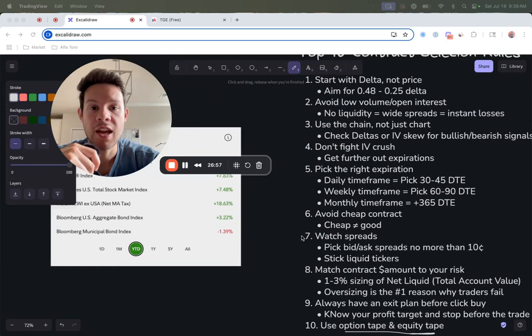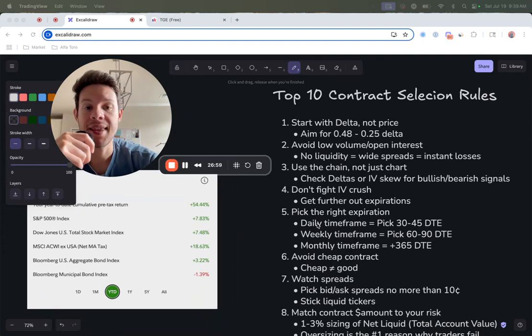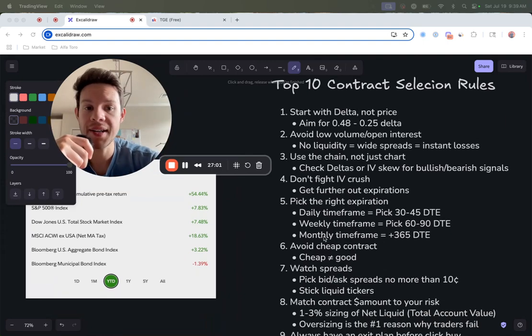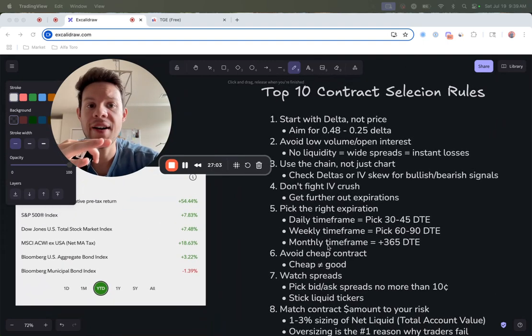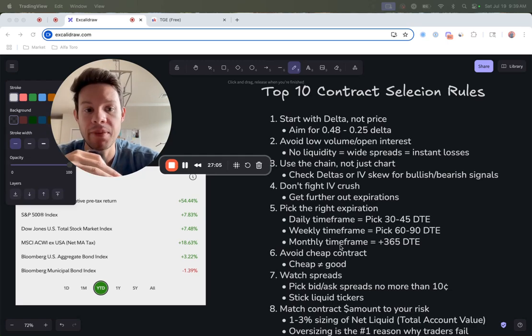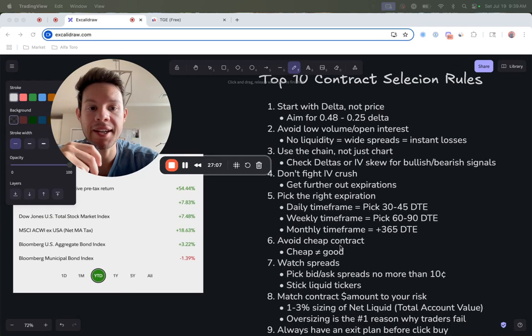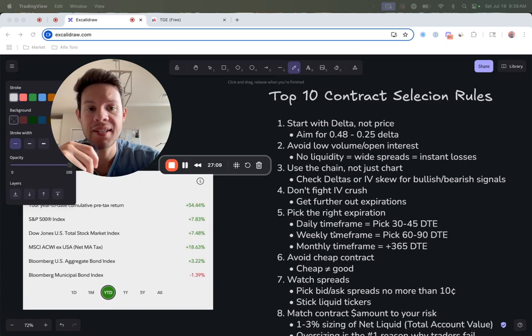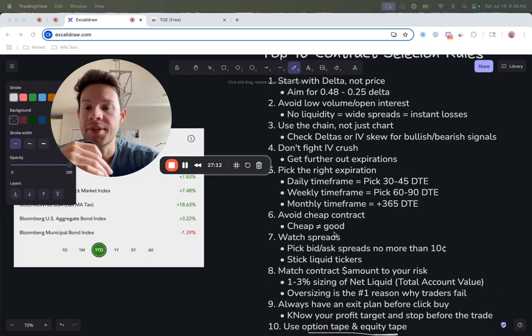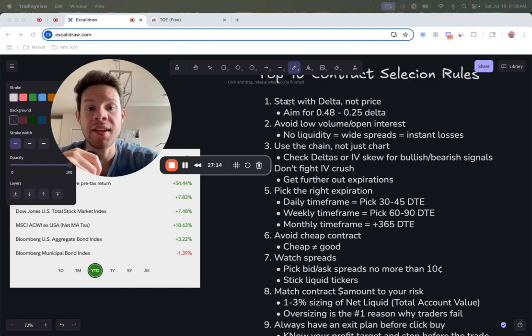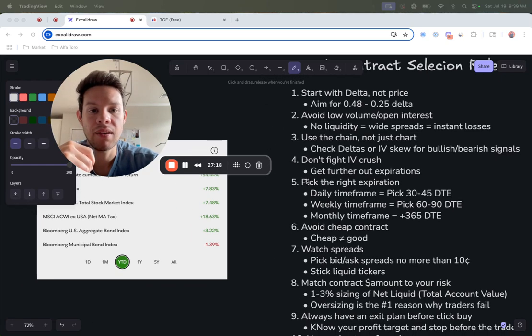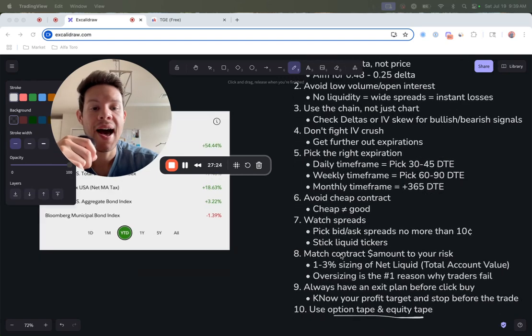If you do all these 10 things before selecting a contract, you should have a higher probability of coming out profitable. I know it may seem like a lot, but the more you do this, it just becomes second nature. You don't even think about it. I don't even think about number one, number two, number three. Number four happens every now and then. Five, it's all just second nature. It's just repetition.